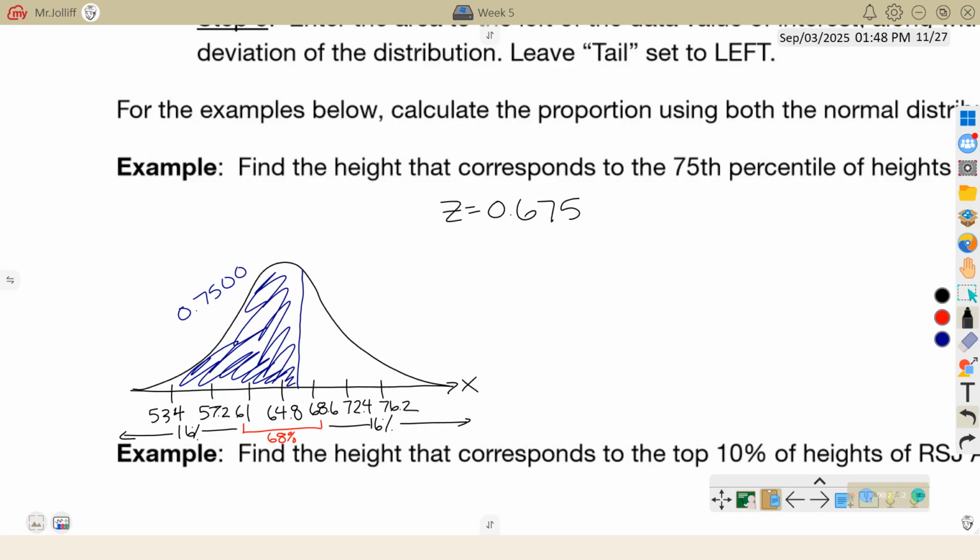Here comes the math. That's a z-score. I want a height in inches. I need to convert. So I know height in inches is z-score times standard deviation plus the mean. We just found our z-score, 0.675. We know our standard deviation for height is 3.8, and our mean is 64.8.